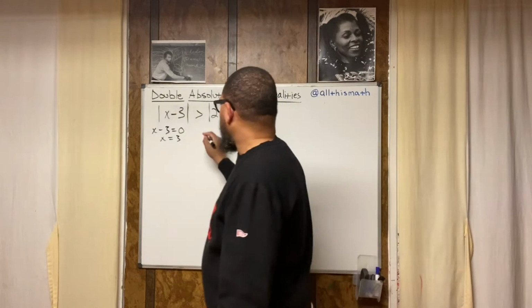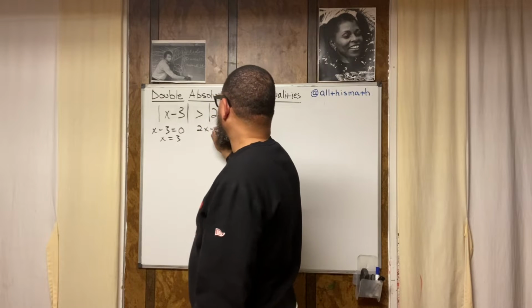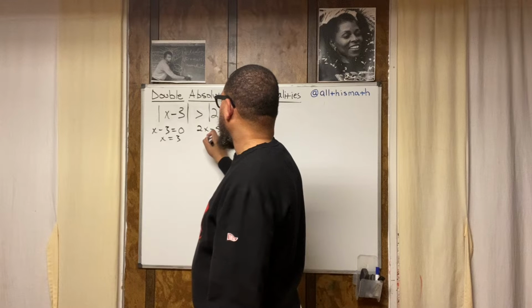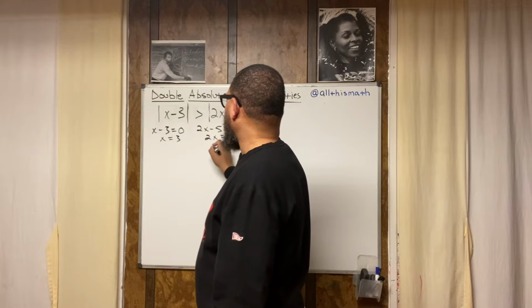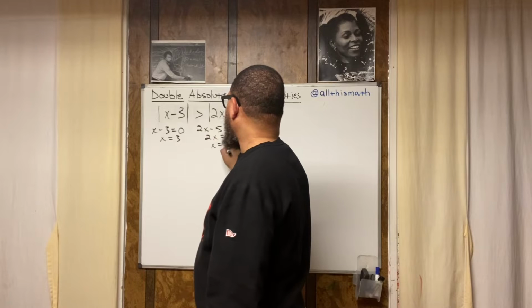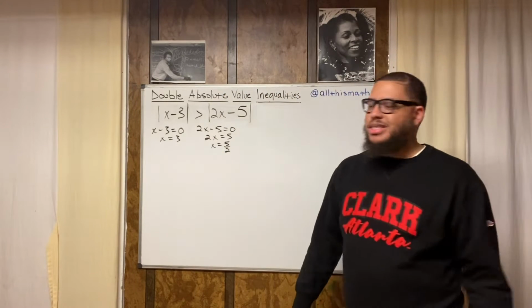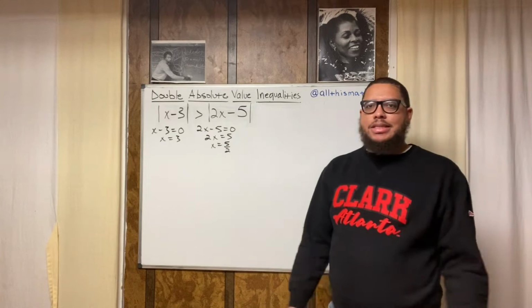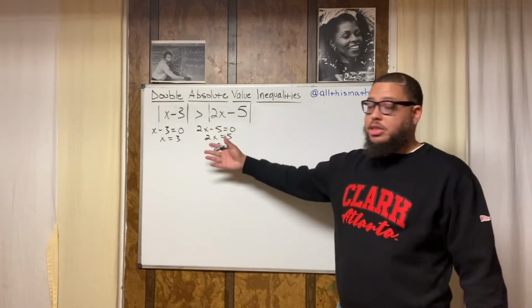All right, so this one, 2x minus 5 equals 0. We're going to add 5 on both sides. It gives us 2x equals 5. Then we divide by 2 on both sides. It gives us x equals 5 halves. So these are our two turning points, 3 and 5 halves. And solving these is like a 5 or 6 step process. That's the first step right there.